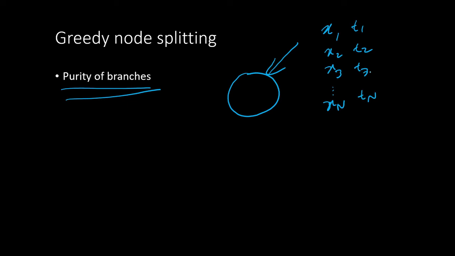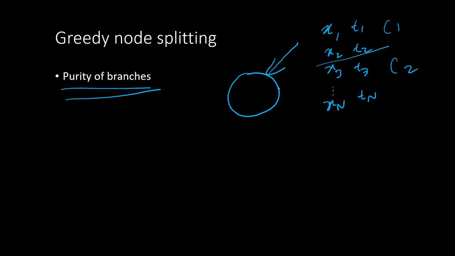Now what are these t1, t2, tn? These are, let's say, two classes, either class 1 or class 2. Some of them are class 1 and some of them are class 2. So these class 1 and class 2 points make all the training points coming to this first node impure. It's not purely class 1, it is not purely class 2.